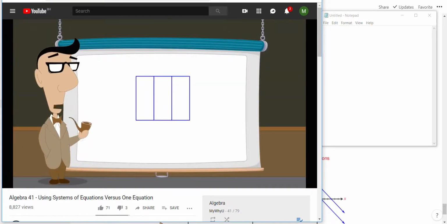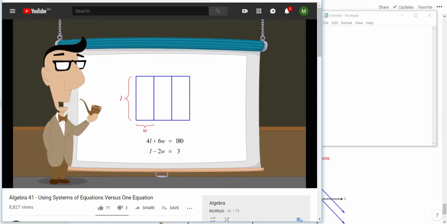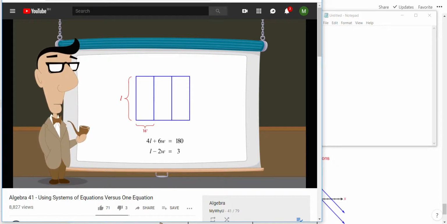So this problem containing two unknowns can be solved by creating a single equation with a single variable expressing both unknowns in terms of that one variable. Or we can solve the problem by creating a system of two equations in two variables where each unknown is represented by a different variable.